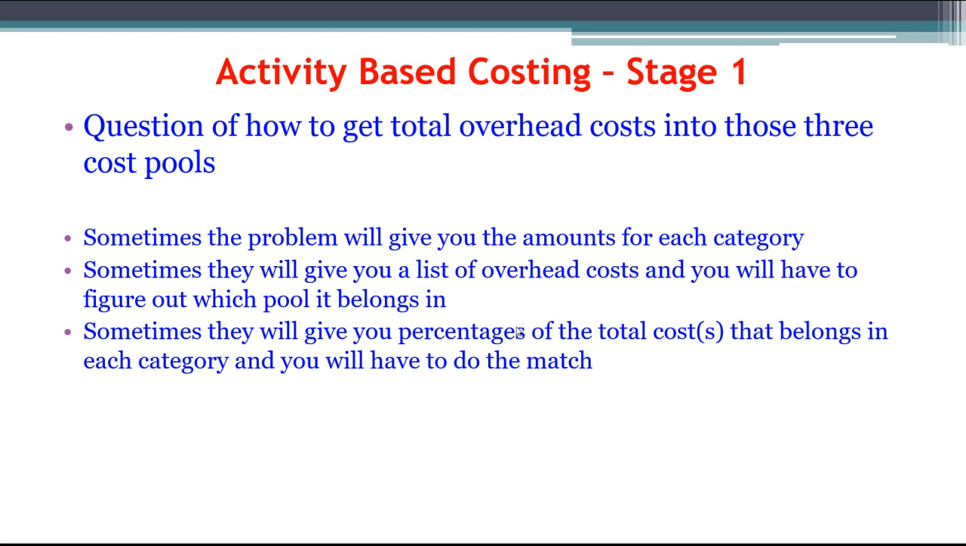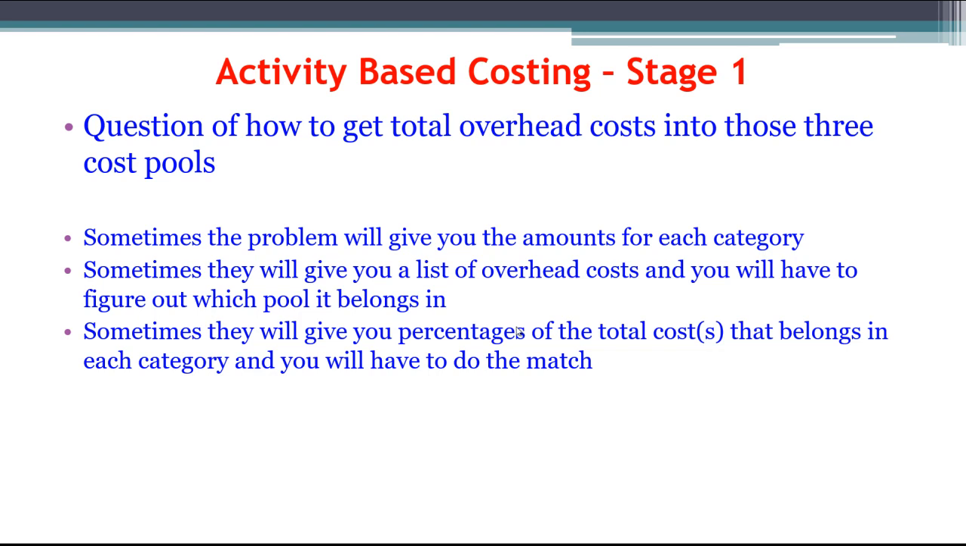For a lot of the problems that you'll see in textbooks and courses, the problem will just give you the amounts for each category because they're not so worried about this stage. They're wanting to make sure you understand how to do the rest of the stages. But in some situations, they may give you a list of overhead type costs, and you'll have to use whatever the problem tells you to try to figure out which pool it makes sense to go into. And then you just add it into that pool.